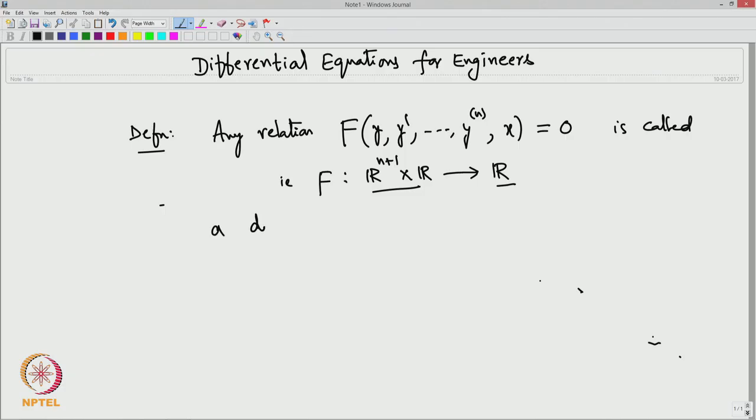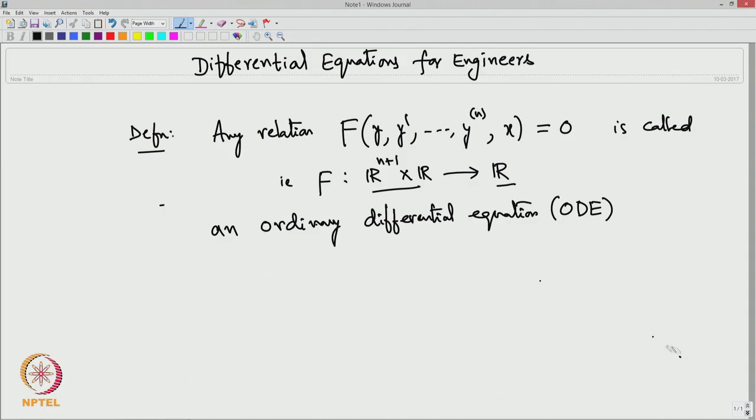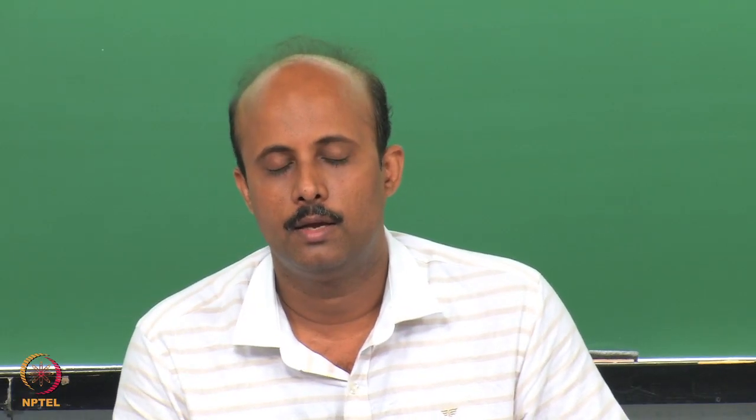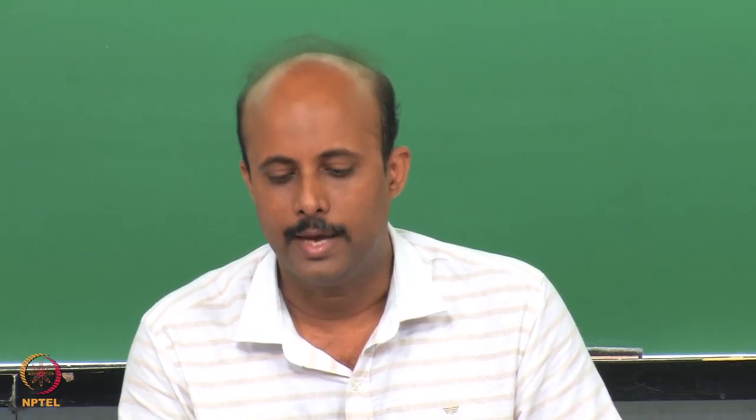a differential equation. It's called an ordinary differential equation, or ODE. From now on we call it ODE. Why is it ODE? Because you have one independent variable x.